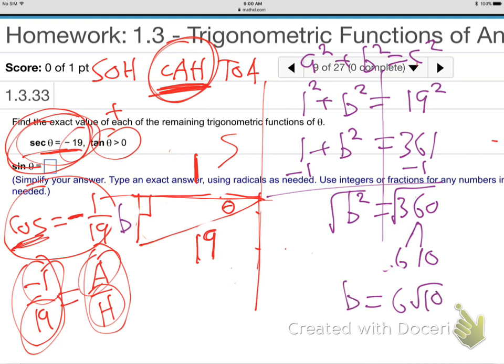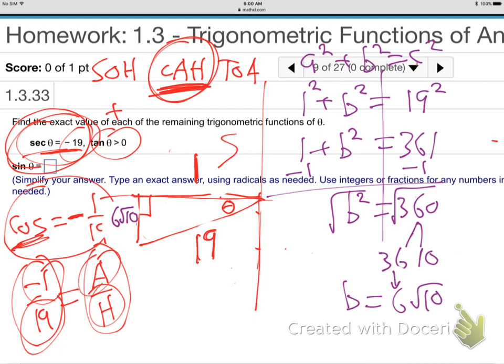You with me on that? You okay with simplifying that? Everybody good so far? So that means this b over here is 6 root 10. So everybody see where we're almost there now. Everybody see what we've done so far.